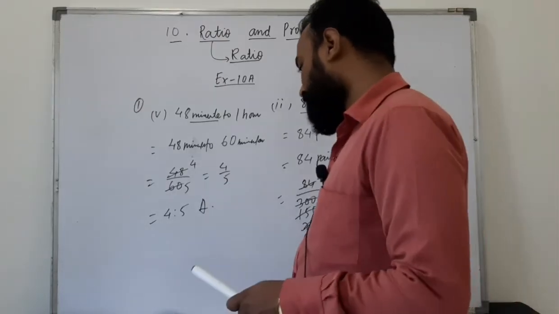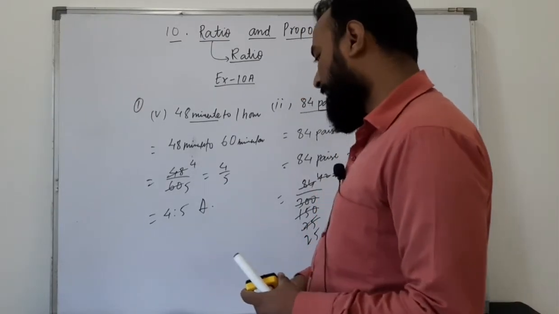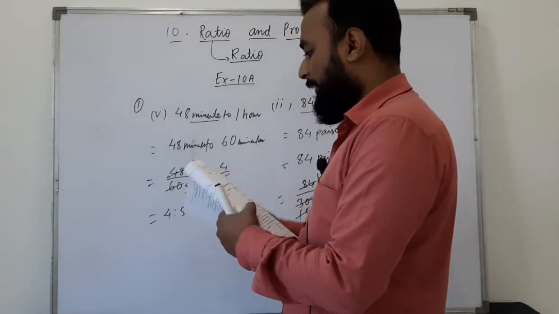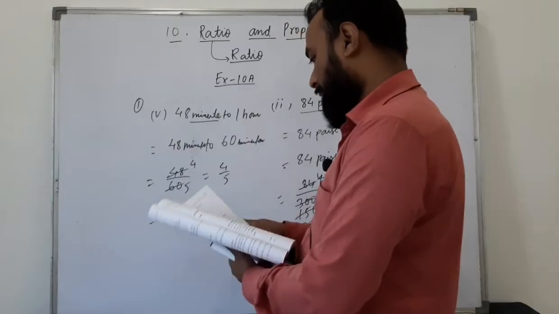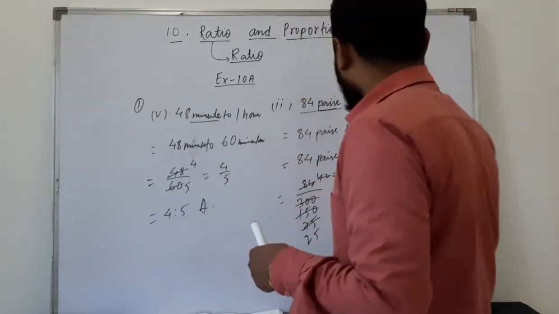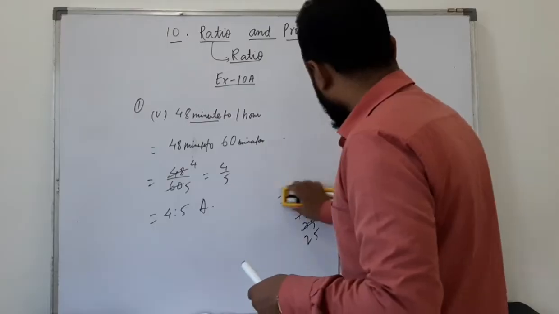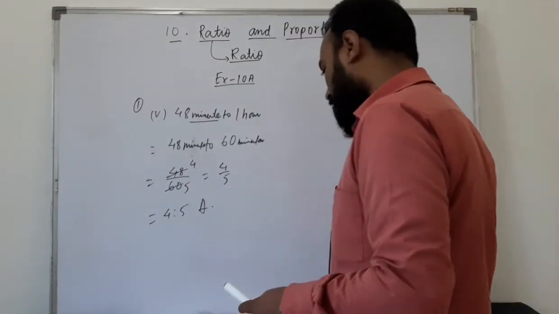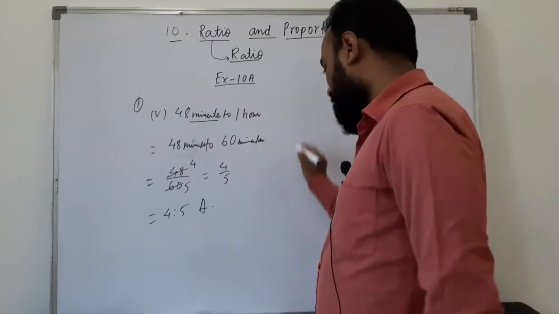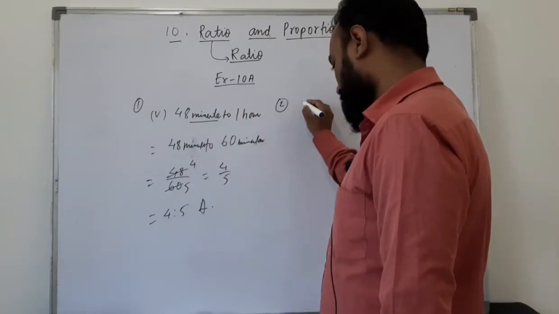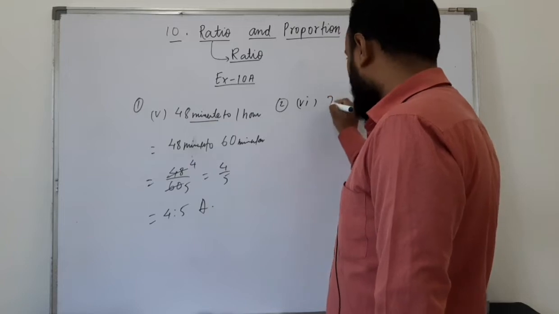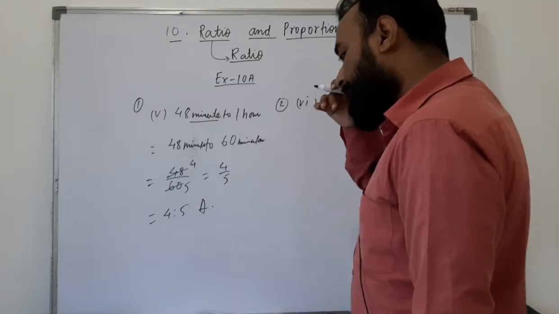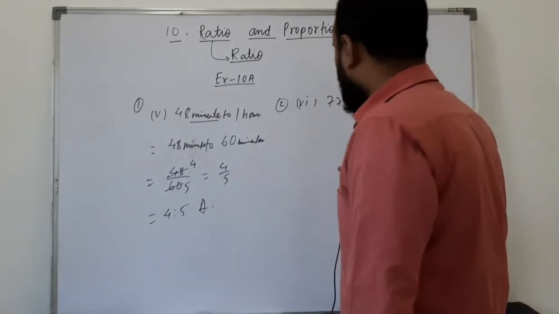Next, I am going to solve question number 2 again. In question number 2 you only have to find the simplest form. So here you have been given long ratios. I will show you how I solve one question so that you all get an idea how to solve this type of question. So I am taking the longest. In question number 6 you have been given 777:1147.